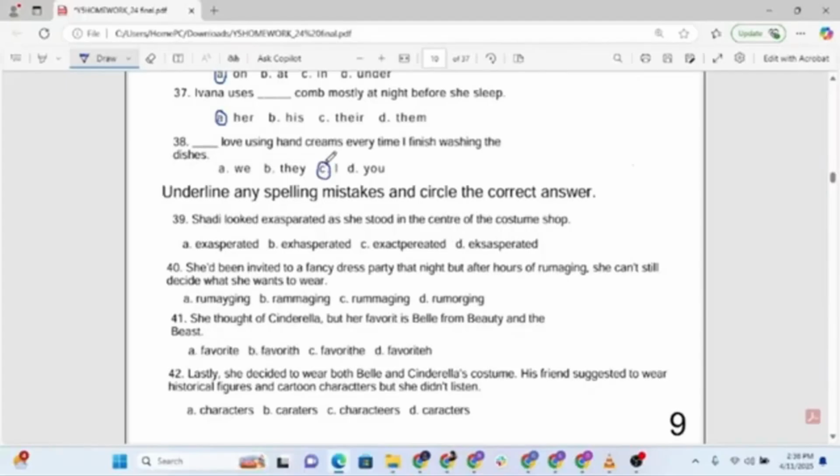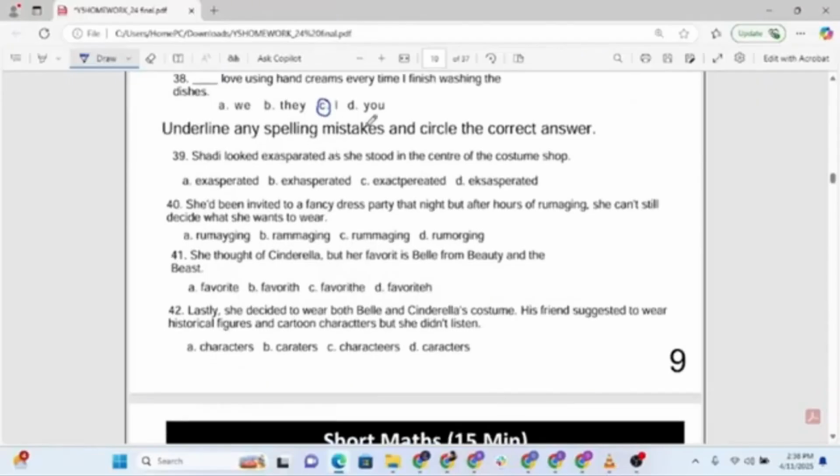Explanation. The sentence is spoken by the same individual who washes the dishes, so the first person pronoun I is correct. Underline any spelling mistakes and circle the correct answer. Question 39. Shadi looked exasperated as she stood in the center of the costume shop. The correct answer is option A, exasperated. Explanation. The correct spelling is E-X-A-S-P-E-R-A-T-E-D. The other forms in the choices are misspelled.